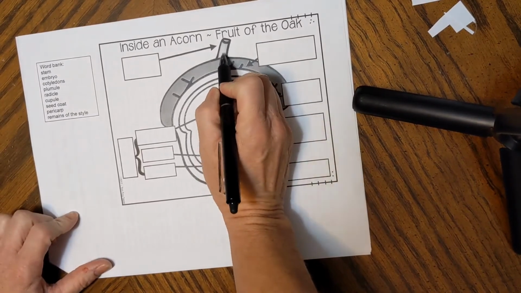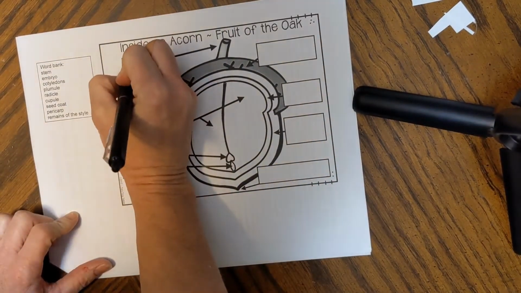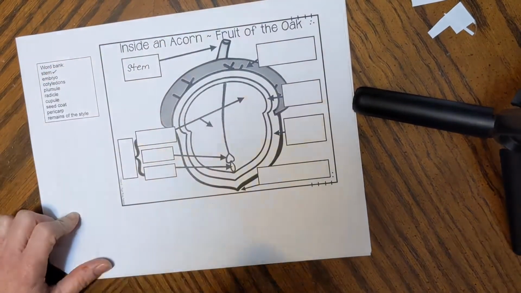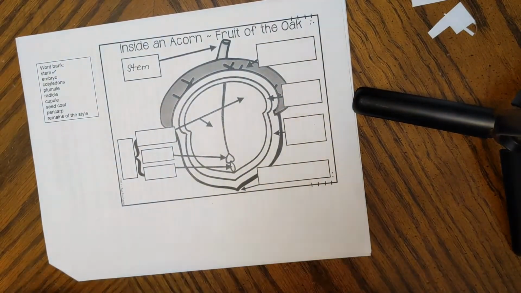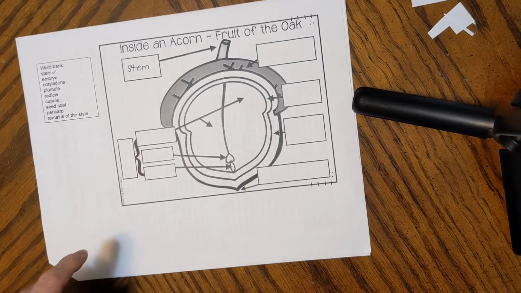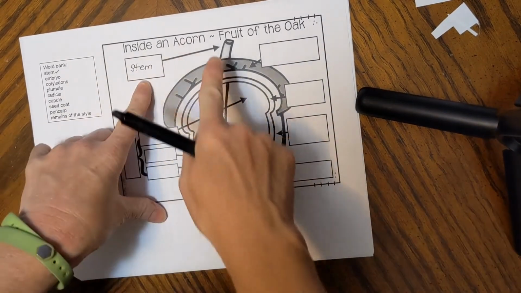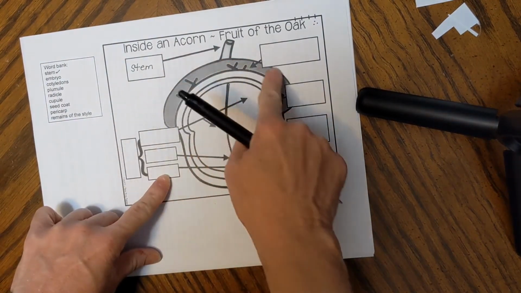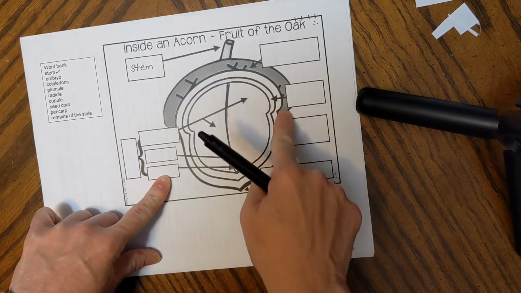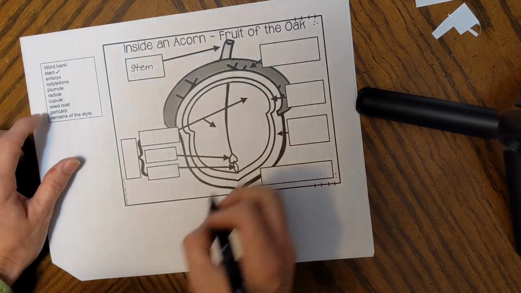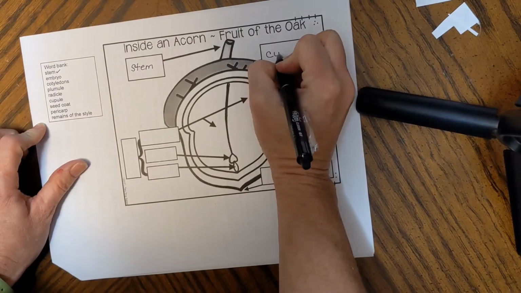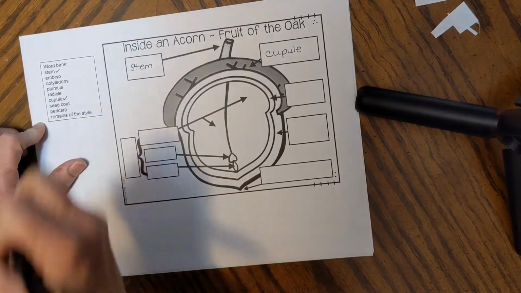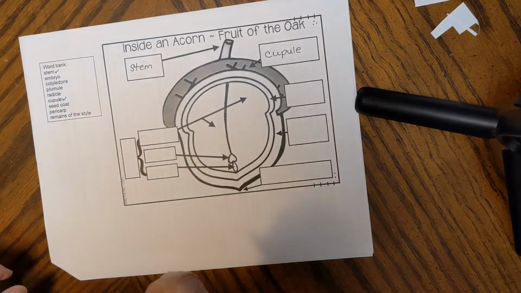So this is the stem. That's where it was attached to the tree. So I'm going to write stem here, and I'm going to check it off in my word bank. Okay, so I've labeled my stem. Now, if I look at my hat, right, this is the cupule, that top outer part that's gray on our diagram. So that's the cupule. And I'm going to check that off.